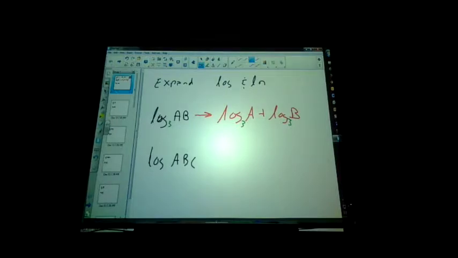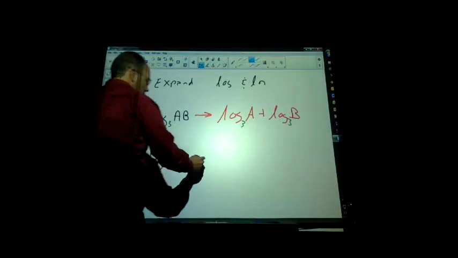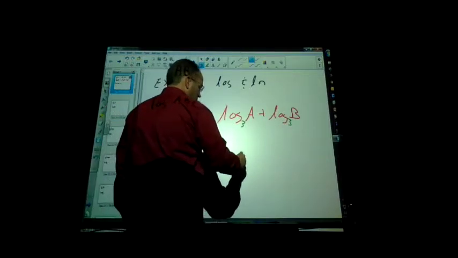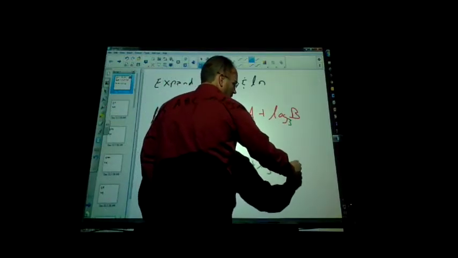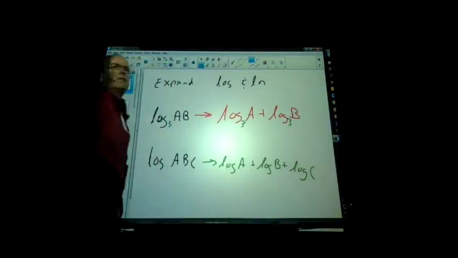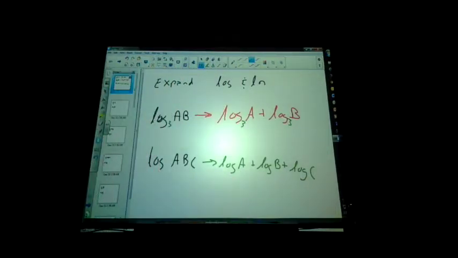So anyone want to take a shot at what log ABC, where A, B, and C are all being multiplied together, would look like? There you go. Log A plus log B plus log C. It's that simple. If I wanted to condense it, if I wanted to go from the green back to the black, same idea.